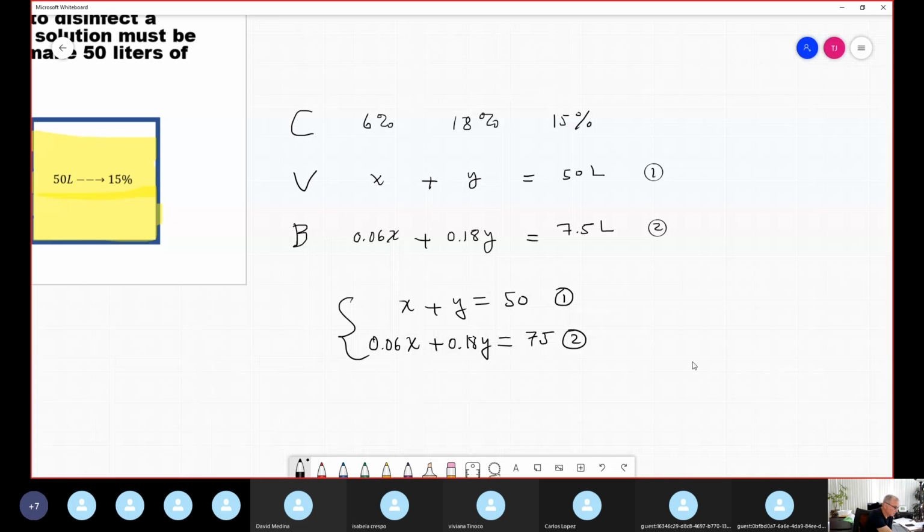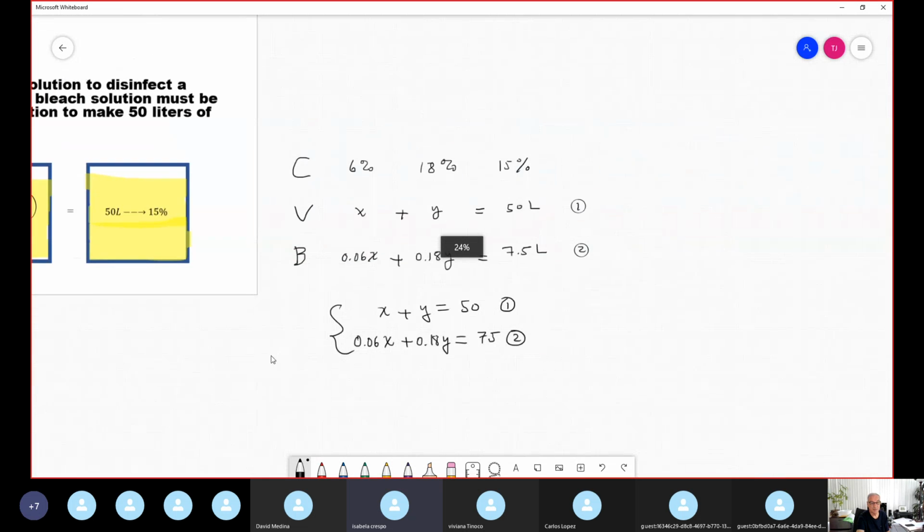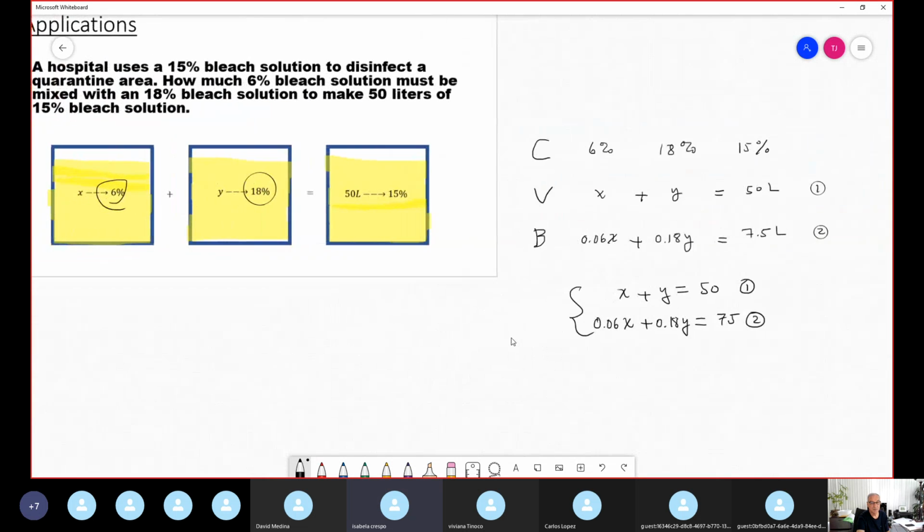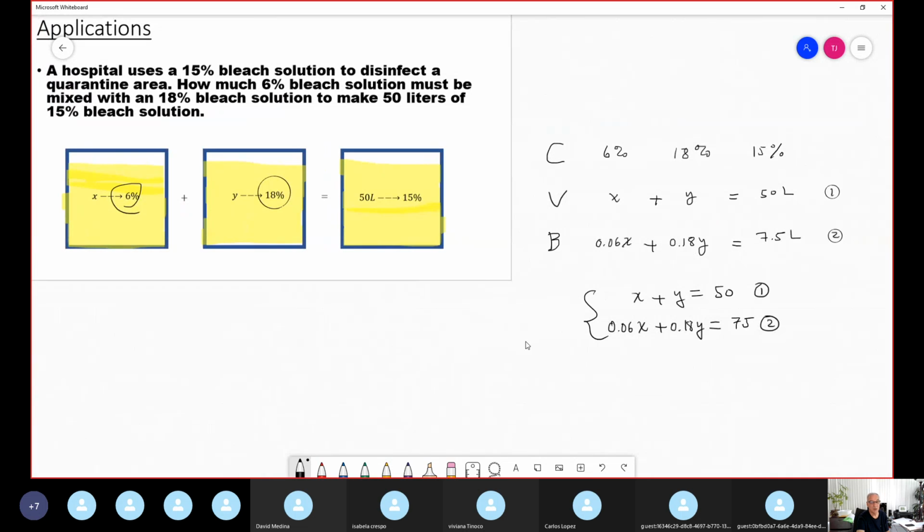We can do substitution. Why? I need to understand why. Because you take advantage of what fact? Isolate variables, because the coefficient is 1 or negative 1. Yeah. You isolate specifically to answer the question, how much 6%?